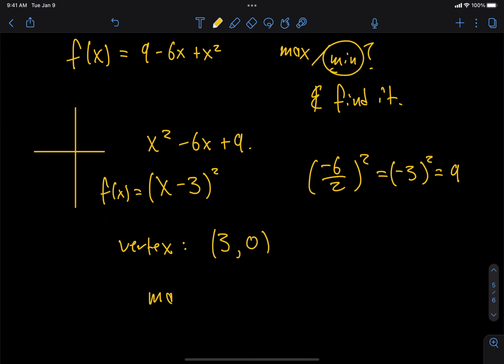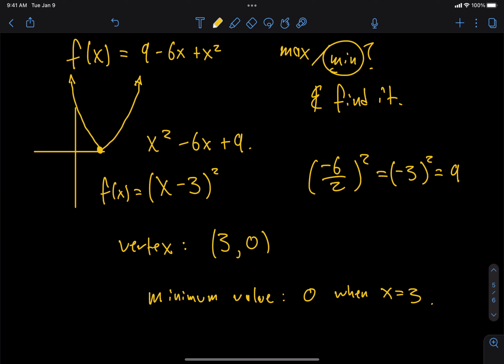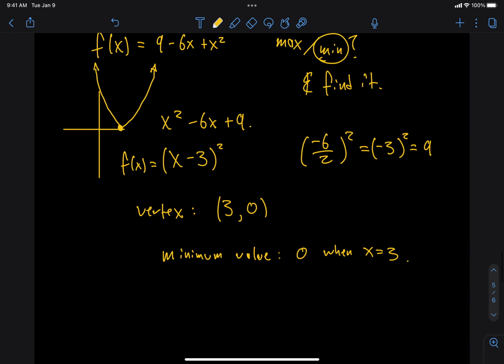So the maximum value, or minimum value of this function, is that? Yeah, that's fine. Yeah, minimum value, because 3 is a double root. Okay, minimum value is 0 when x equals 3. So this is a situation where we have a double root, so it looks something like this. Okay? So that is one way in which we can see where the minimum value is.